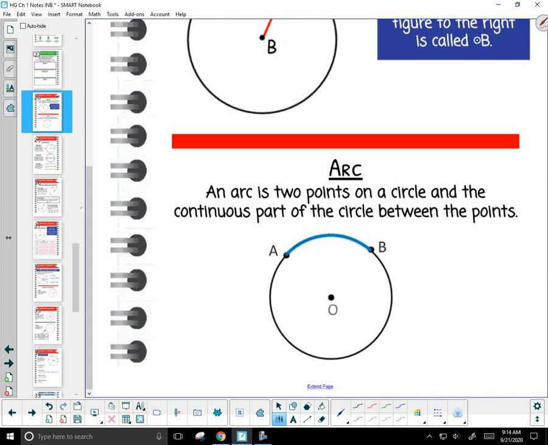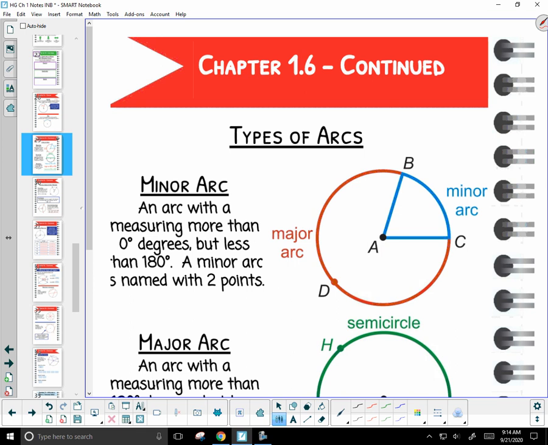Next term I want to define for you is an arc. An arc is just a part of a circle. It is the continuous distance between 2 points on a circle. We're going to look at 3 different kinds of arcs in a second, but I've highlighted in blue what an arc is.